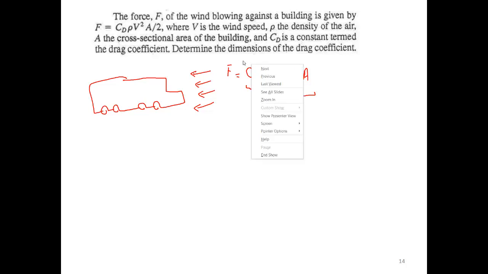Let me change the color here. Sorry for keeping the color all red. I like to use some colored notes.